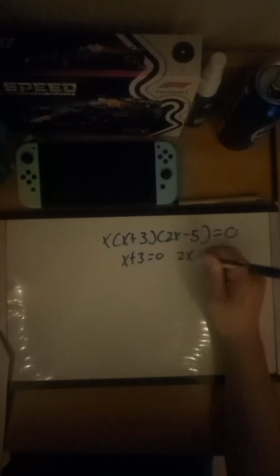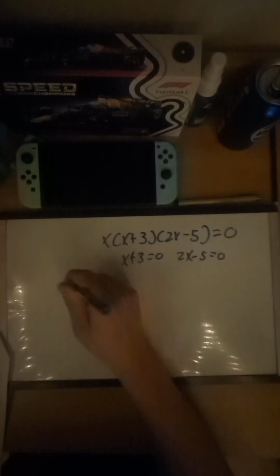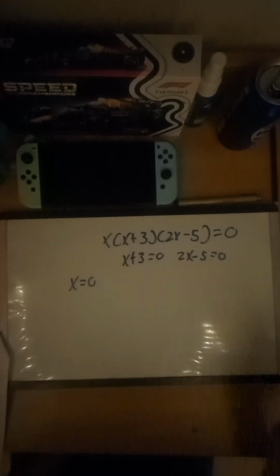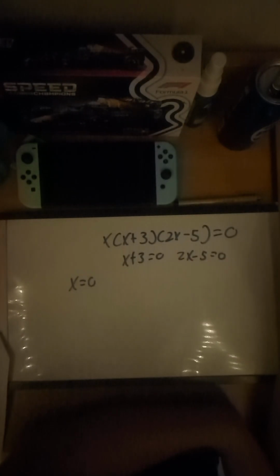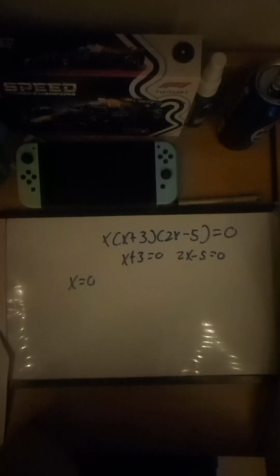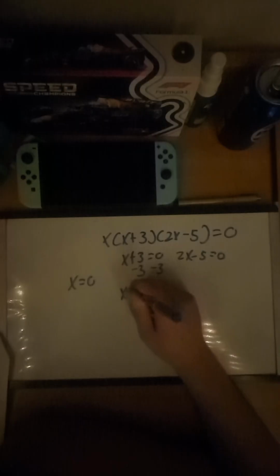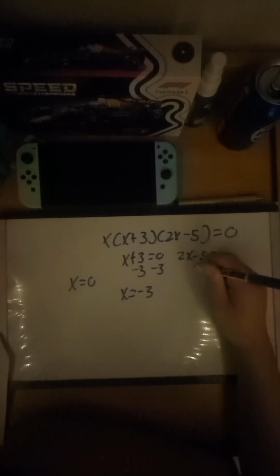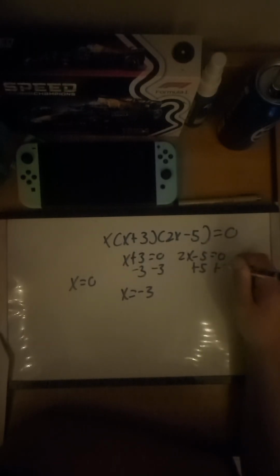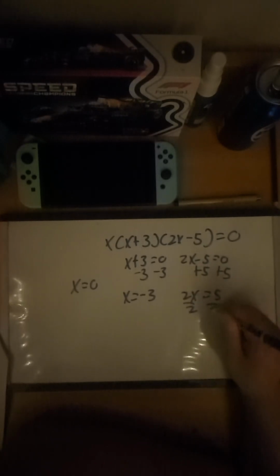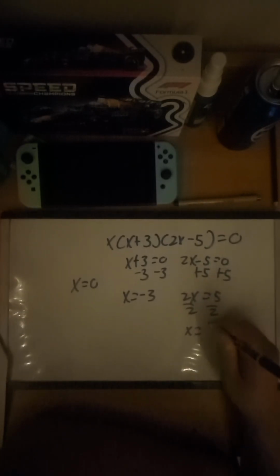So set each of these to 0, so x plus 3 equals 0, and 2x minus 5 equals 0, as well as x equals 0. The principle behind this is that if you set any part of this equation to 0, the whole thing will equal 0. So we can solve for x using that principle. So subtracting 3 here, we get x equals negative 3. Adding 5 here, we get 2x equals 5, divide by 2, and we get x equals 5 over 2.